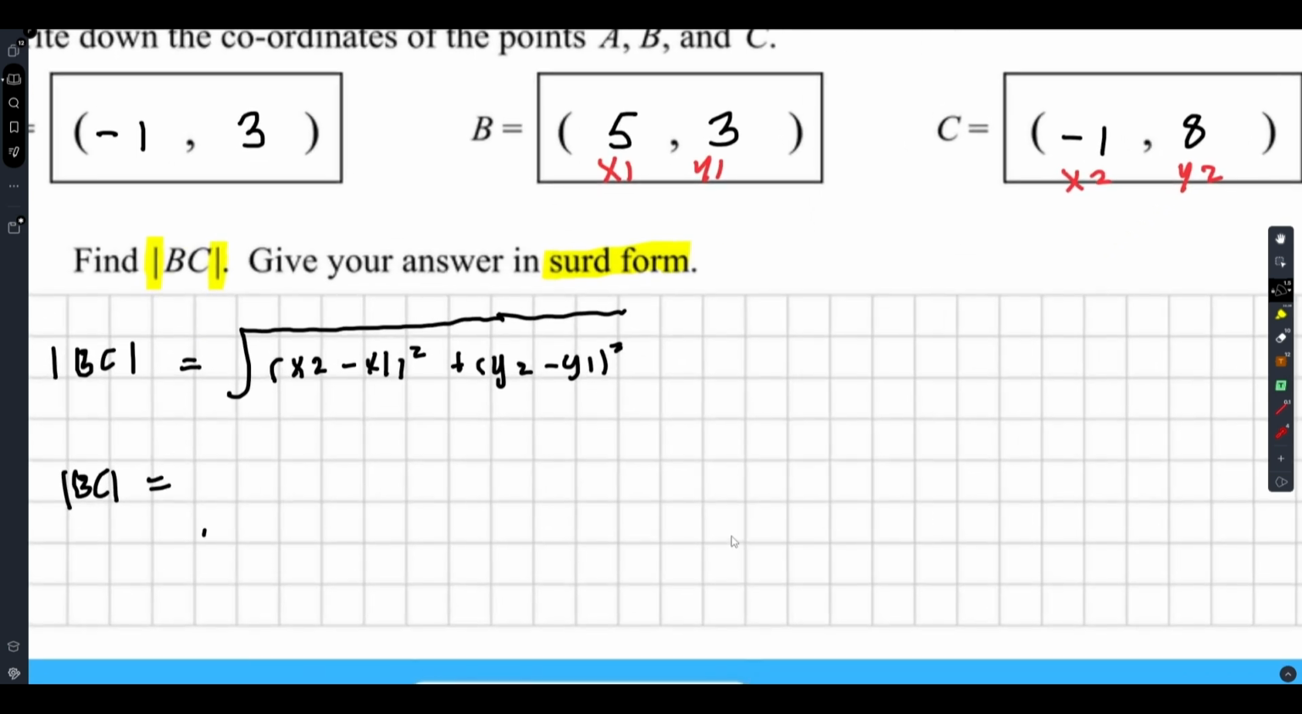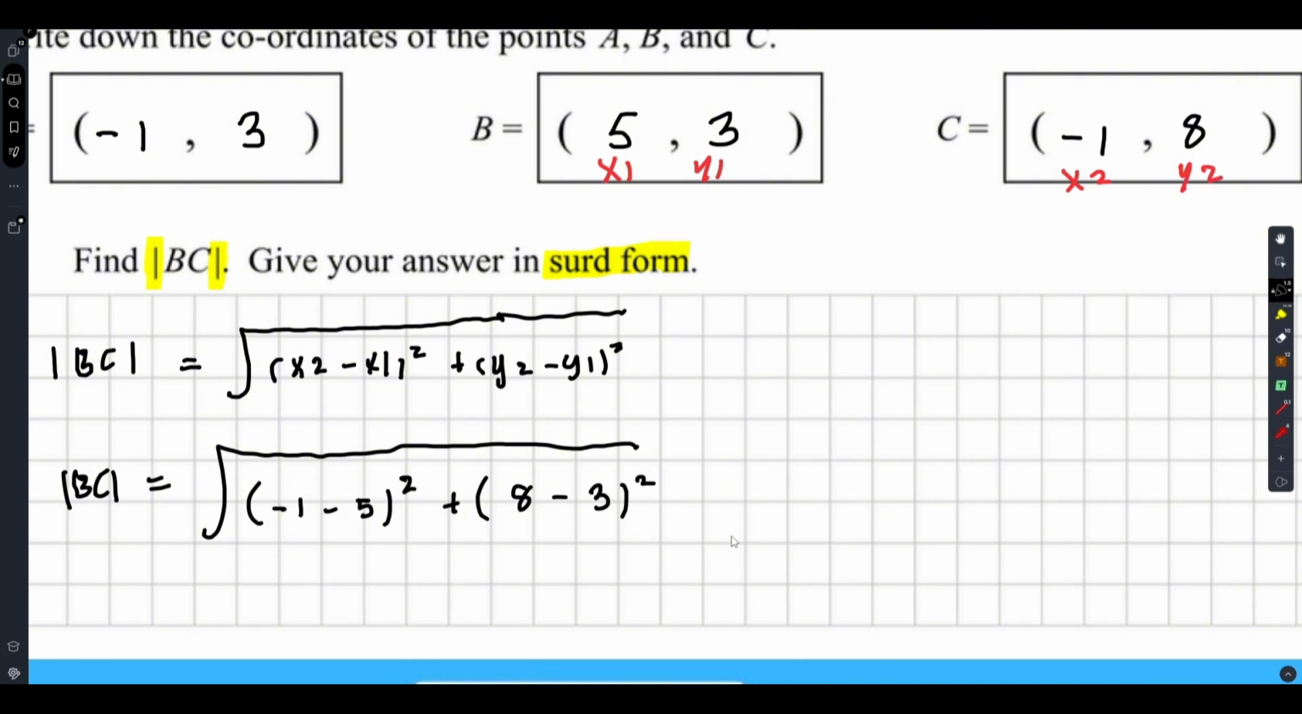The square root of x2. x2 is -1. Minus, and that minus is in the formula, x1, which is equal to 5. So -1 minus 5, and that thing to be squared. We then do plus y2, y2 is 8, minus y1, and y1 is 3, and that thing is to be squared.